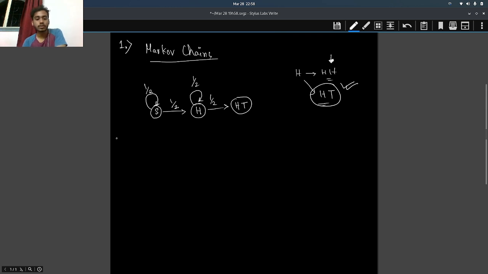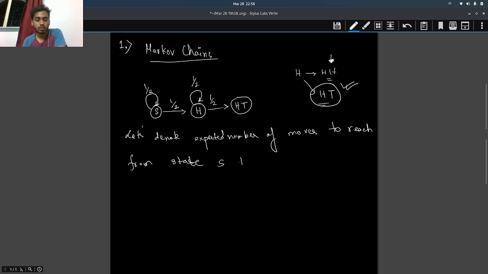So basically, let's denote the expected number of moves to reach from state S to HT as X. S is basically the starting state, state H is this state, the expected number from H to HT is, let's say, Y, and from state HT to state HT is Z.